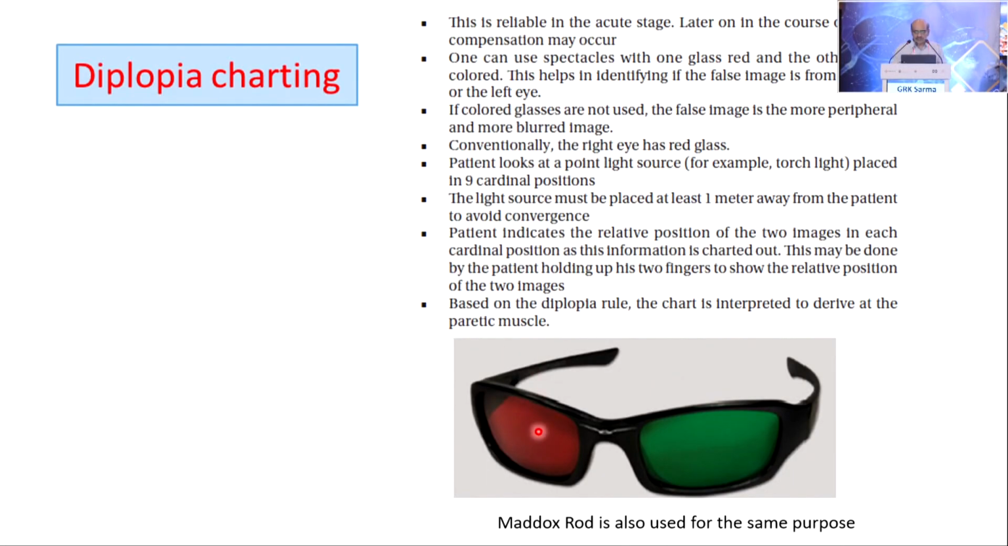Diplopia charting can be done with the help of colored glasses. Conventionally, the right eye has a red glass and green is for the left eye. That is the convention. This is reliable in the acute stages. As time passes, the diplopia gets suppressed and this becomes less and less useful. The patient looks at a light source at least a meter away, and he is supposed to mark the position of the colored images in the visual field.